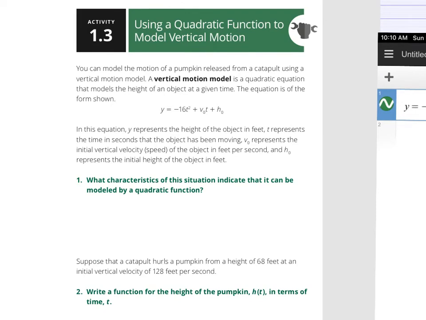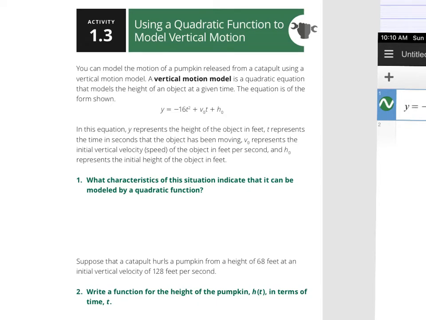All right, moving on. You can model the motion of a pumpkin released from a catapult using a vertical motion model. A vertical motion model is a quadratic equation that models the height of an object at a given time. The equation is of the form shown.